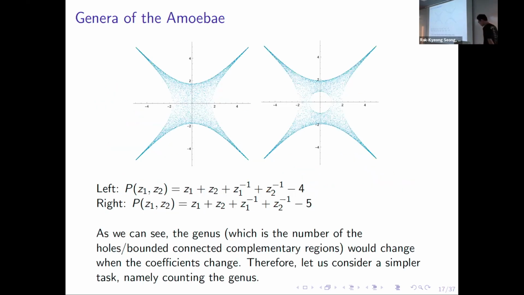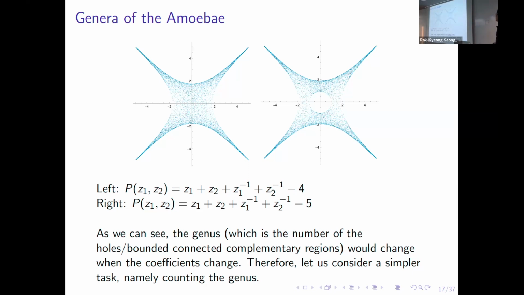But there are some properties we can just see from plotting them. So the left one is for this -4 coefficient, the right one is for this -5 coefficient, and the most obvious thing perhaps would be the hole here. So if we change the coefficients, the number of the holes, namely the number of bounded connected complementary regions, would change.